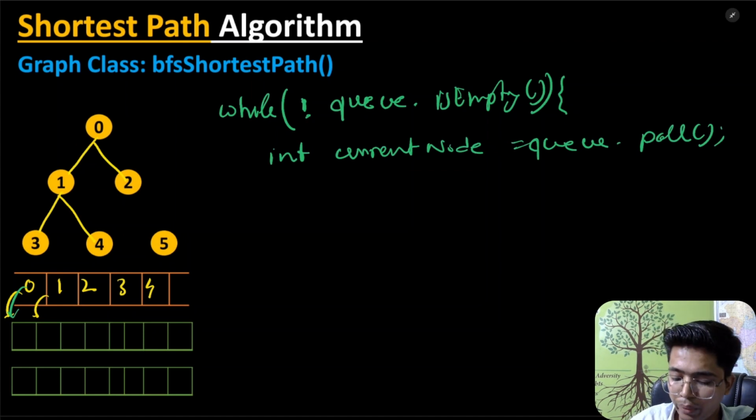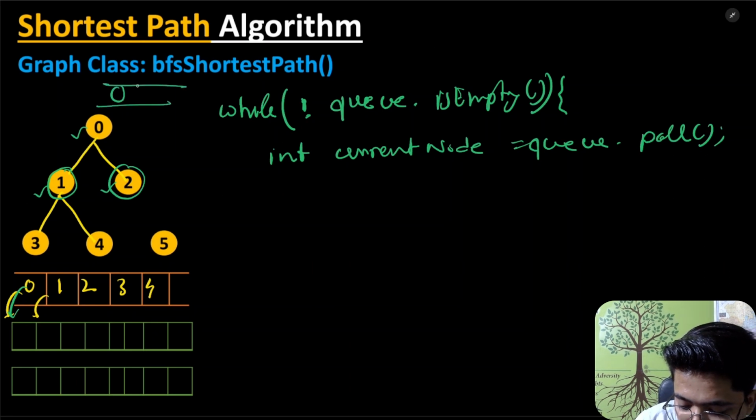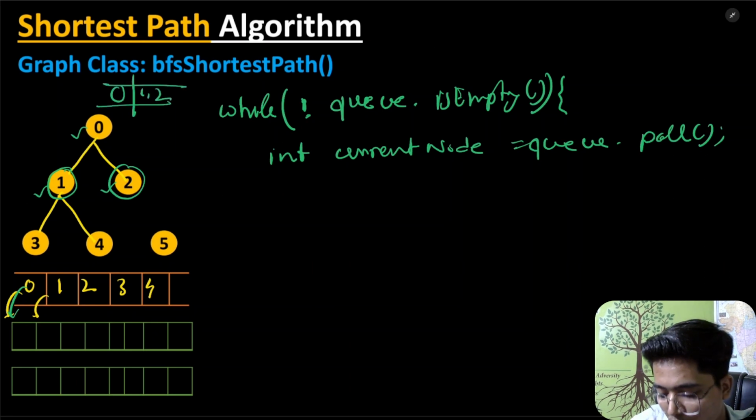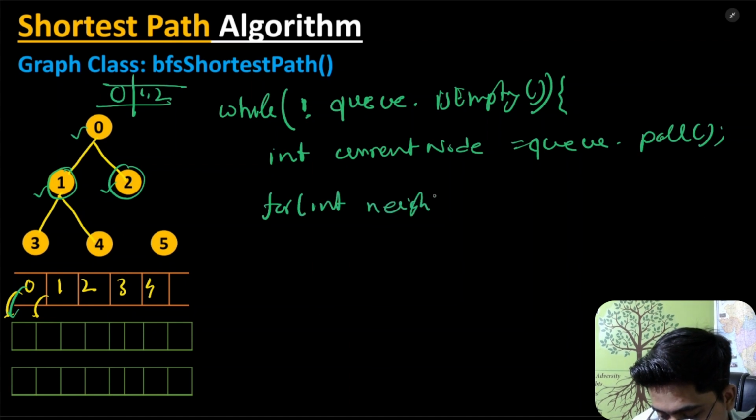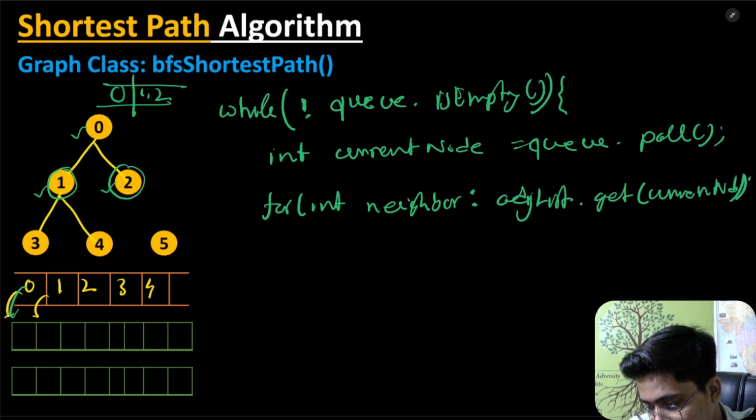So now we will be exploring. We have fetched this 0 node, and we need to explore its neighbors 1 and 2. So we'll be checking with respect to that current node. 0 has its adjacency list containing all that information, 1 and 2. So for integer neighbor, we'll be checking in the adjacency list of current node. So adjacency list dot get of current node. So we are fetching from the dot get of current node.